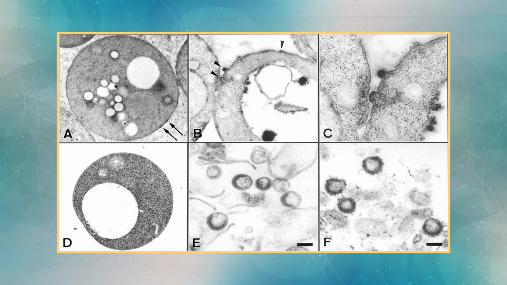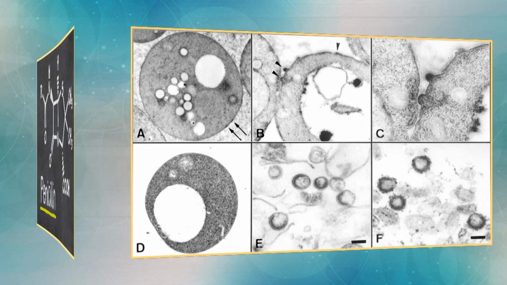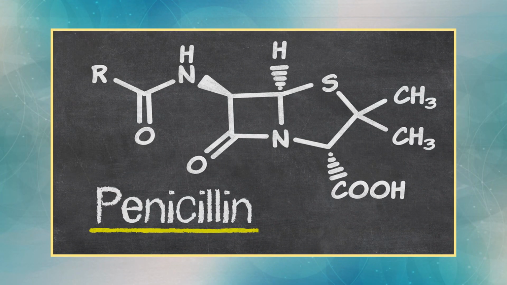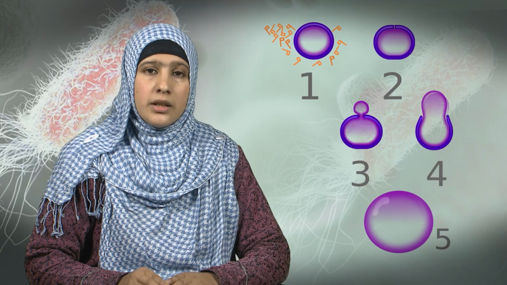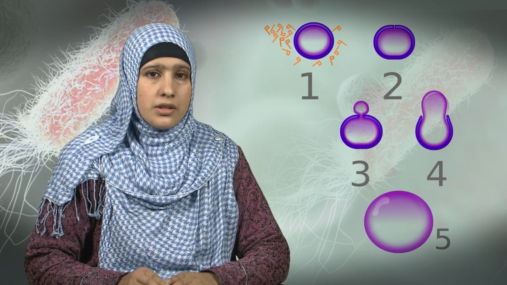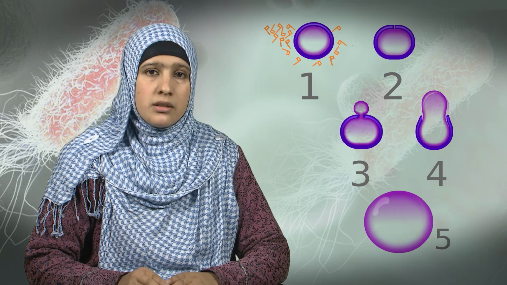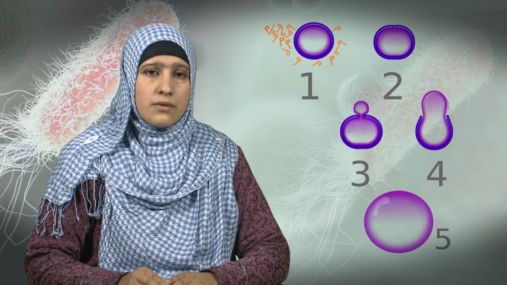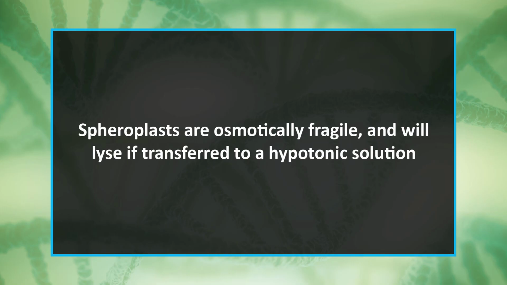A spheroplast is a cell from which the cell wall has been almost completely removed, as by the action of penicillin. The name stems from the fact that after a microbe's cell wall is digested, membrane tension causes the cell to acquire a characteristic spherical shape. Spheroplasts are osmotically fragile and will lyse if transferred to a hypotonic solution.